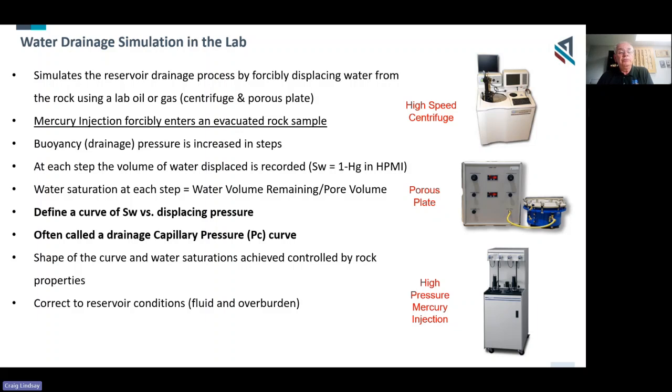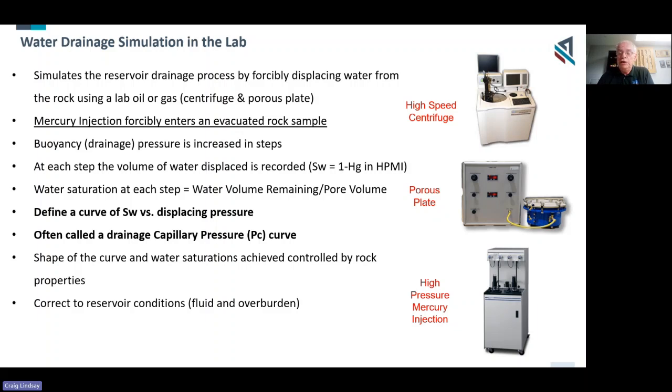The buoyancy or drainage pressure is increased in steps. All three of these methods have the same principle, that we are simulating the drainage process, and pressure is increased in a series of steps to define the rate of change, or fit a curve to the change of saturation with buoyancy pressure. In the case of mercury, we subtract the mercury saturation from 1, and that gives us the equivalent water saturation. And we define a curve, and I'll show how that works.